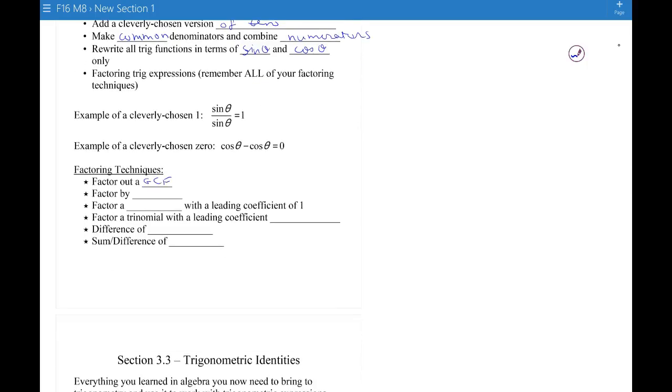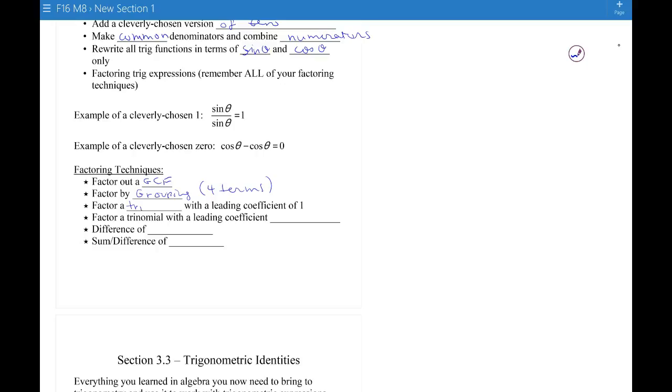So the factoring techniques you need to know. Factor out a GCF, and that should always be the first one that you look for, always, always. So factor out a GCF, then factor by grouping. And this is the only one we know that works with 4 terms. So you look for 4 terms and you say, oh, that's a factor by grouping problem. But first factor out any GCF if there is one.